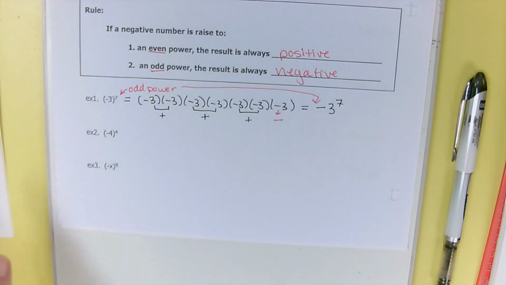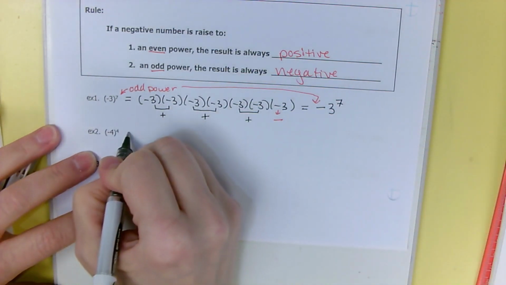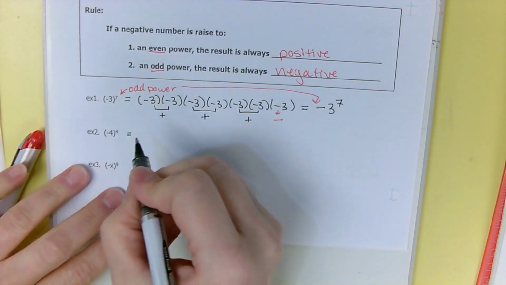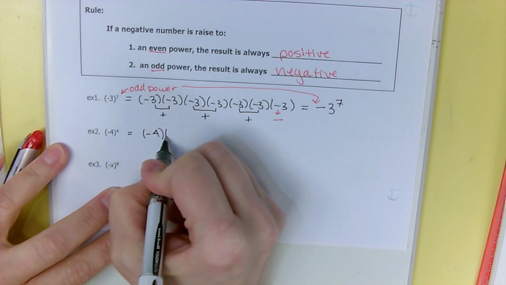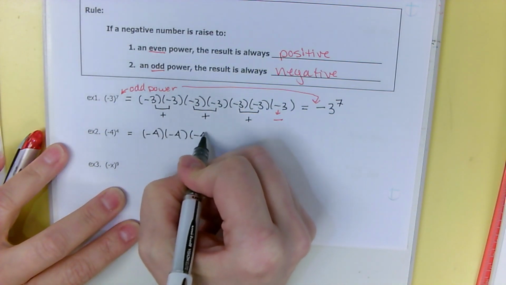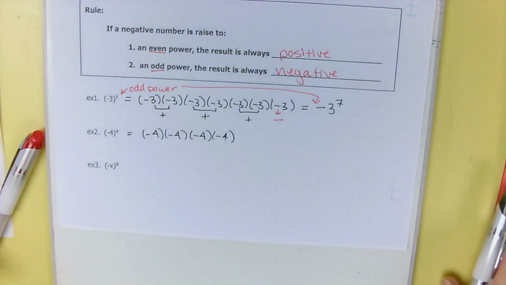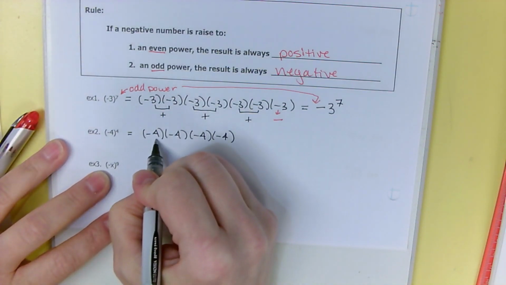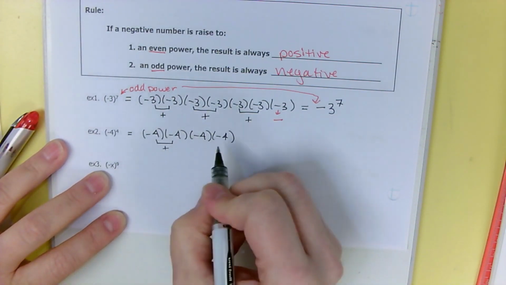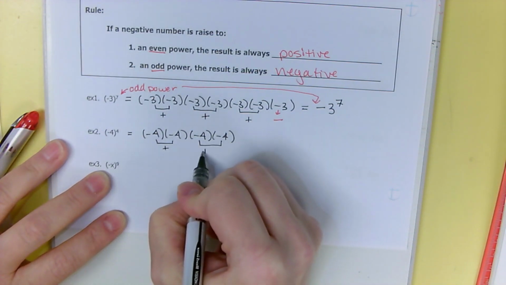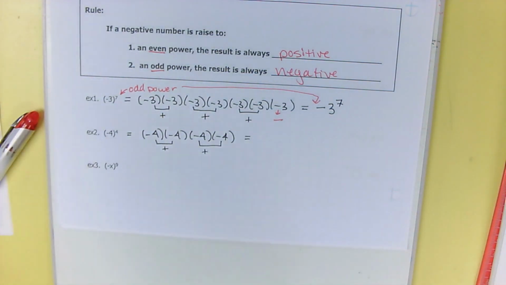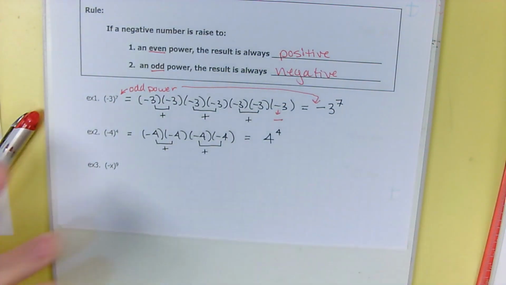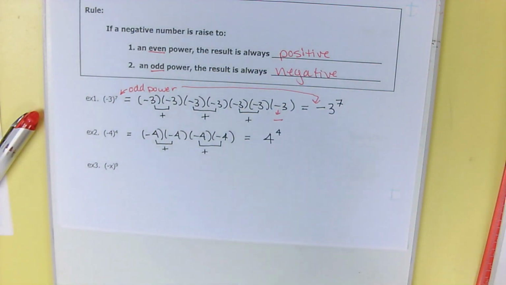Okay, so now let's do a second one. This is negative 4 to the 4th. Let's pretend we don't know our rule. So you'd write out 4 negative 4s. And for every 2 negatives, a negative times a negative is a positive. So I get a positive for the first 2, a positive for the second 2, and a positive times a positive is a positive. I would get 4 to the power of 4 with no negative on it.